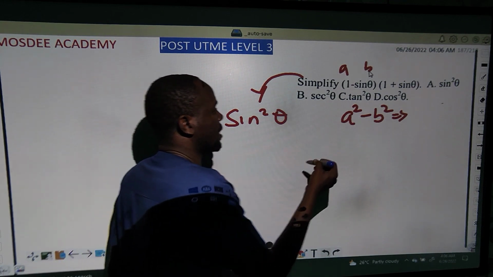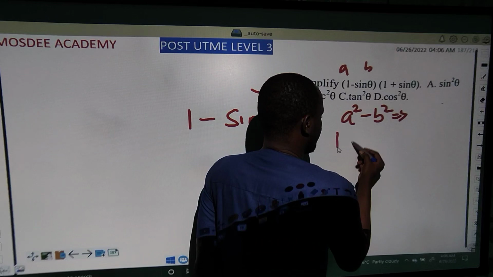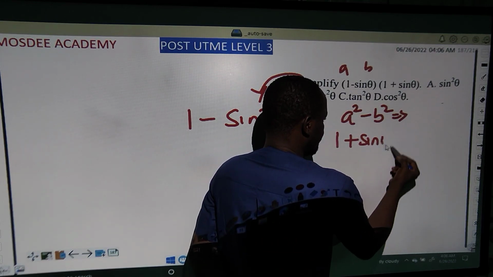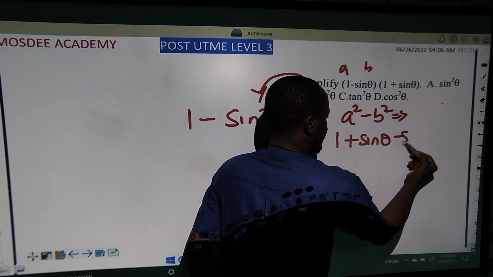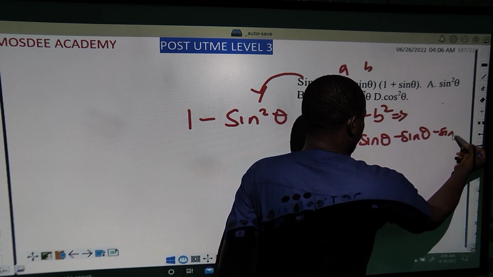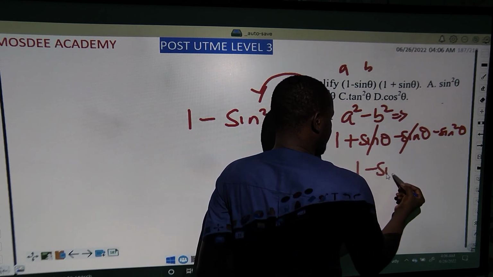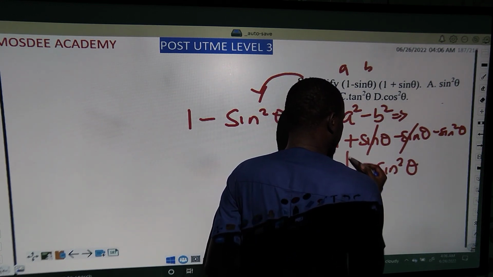But if you want to expand the way you were told, 1 times 1 is 1, 1 times plus sine theta is plus sine theta, minus sine theta times 1 is minus sine theta, and minus times plus is minus sine squared theta. So your answer is 1 minus sine squared theta. But the examiner will not put this answer there for you.